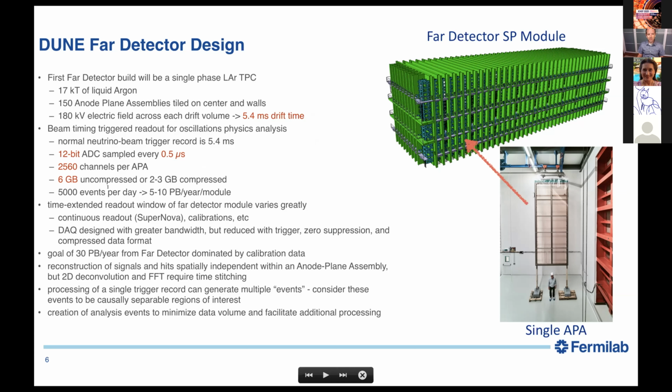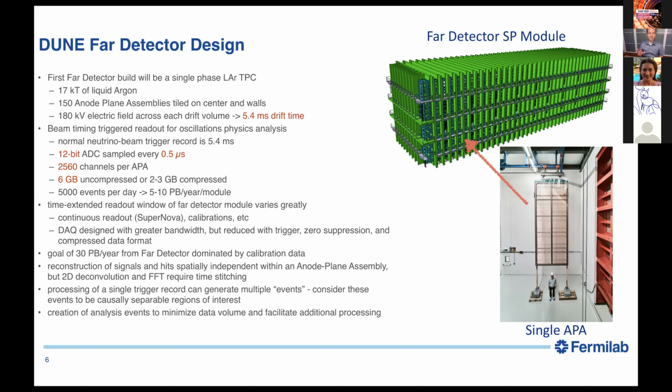With about 5,000 events per day coming in on the beam trigger, this ends up being about 5 to 10 petabytes per year per module. Of course, this is just for the oscillation measurements that we want to do. There are also other physics that we want to achieve. So we do have to have time extended readout windows for our far detector modules that go beyond that 5.4 millisecond drift time. And those are going to be used for us to understand potentially supernova events with a continuous readout stream, calibrations, and other things.